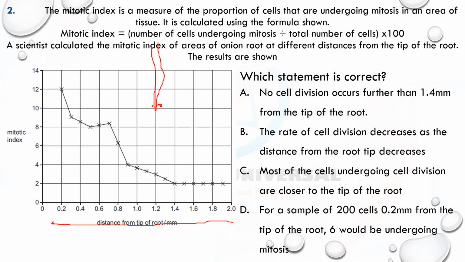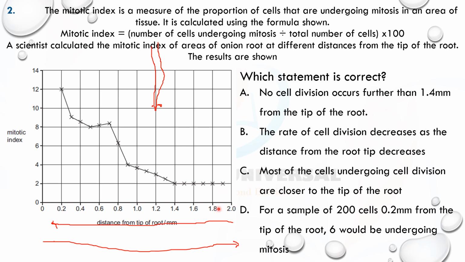Okay, but the graph we have is from the root tip. So this is the graph we have, distance away from the root tip. So you can see that this doesn't work, that the rate of cell division decreases as the distance from the root tip decreases.